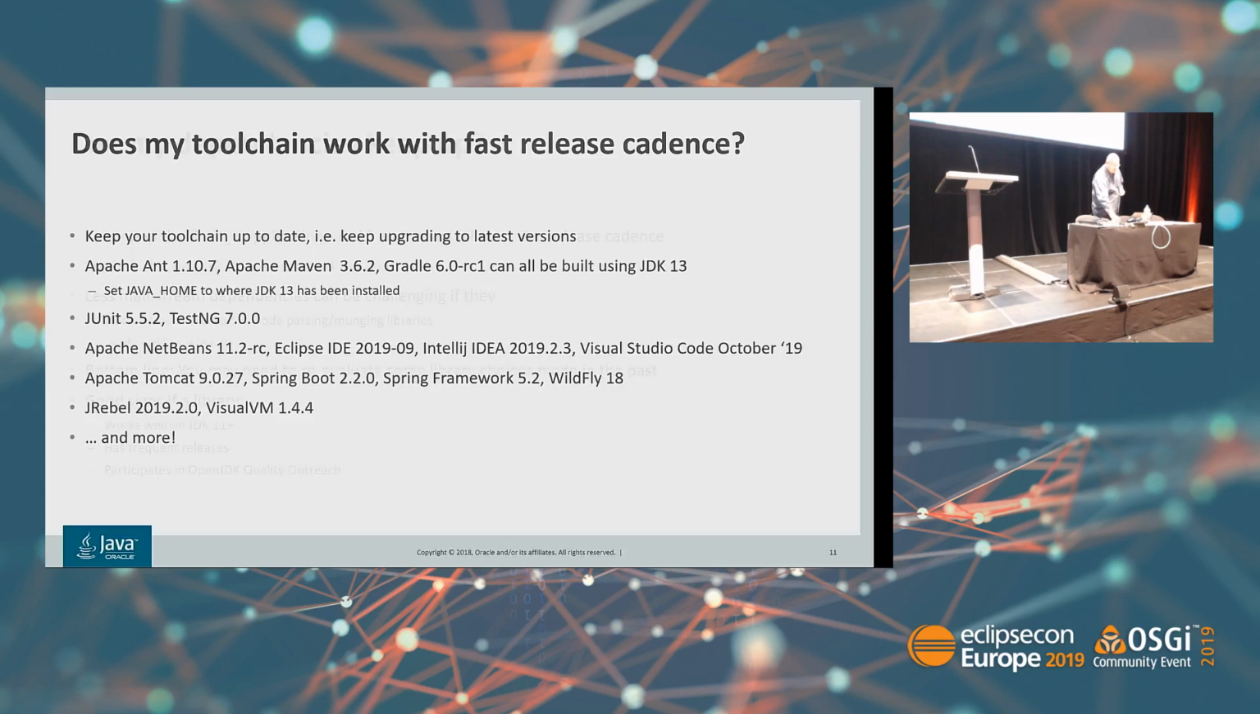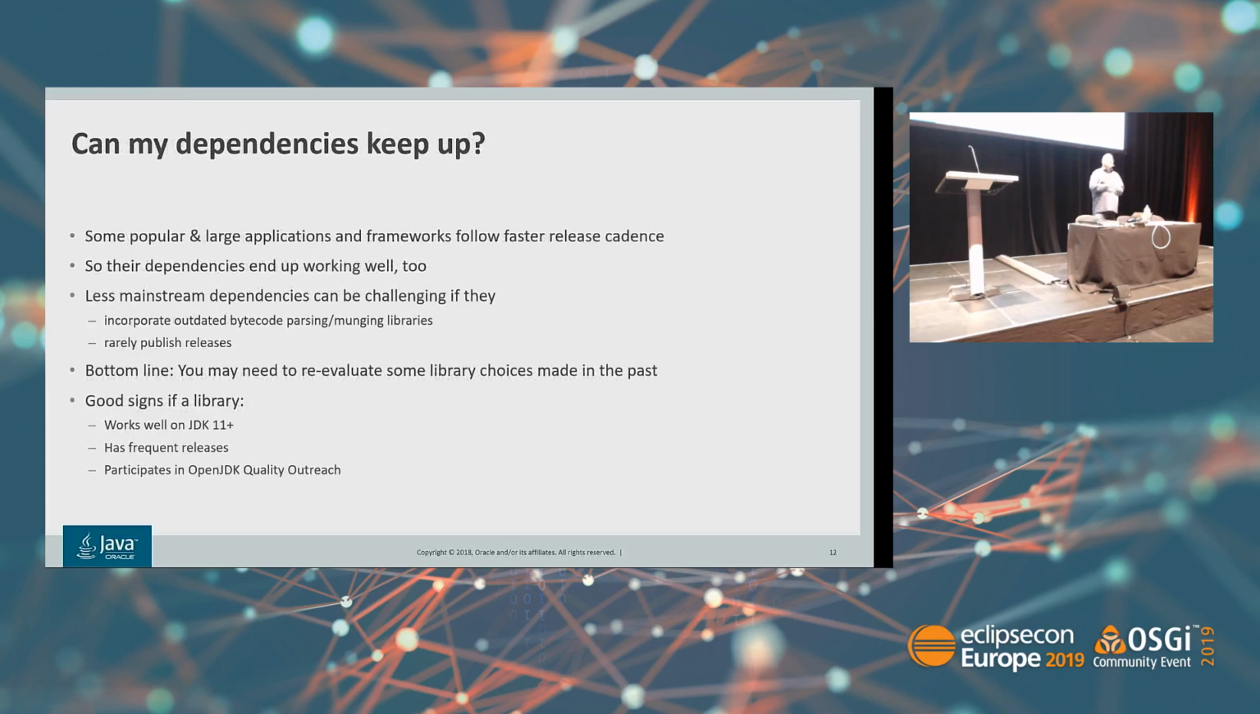So when you ask the next question, okay, great, but I have also additional libraries I use. What about those? Can they keep up with a 6-monthly cadence? There the answer is typically going to be yes, as long as they're within this big blob of Eclipse, NetBeans, Spring, WildFly, and so on. They tend to work well with this cadence as well, simply because as dependencies of these larger frameworks and projects, they also get tested and integrated in time to work with the next release.